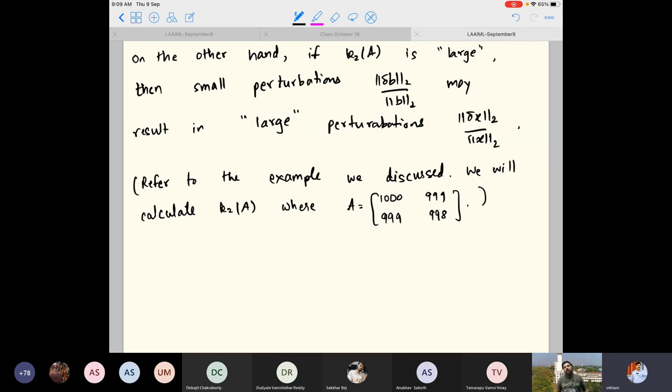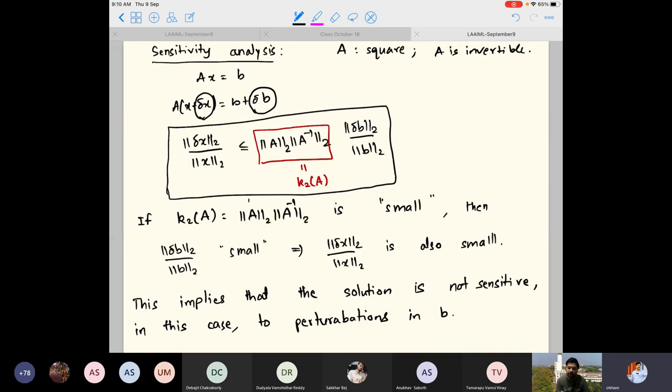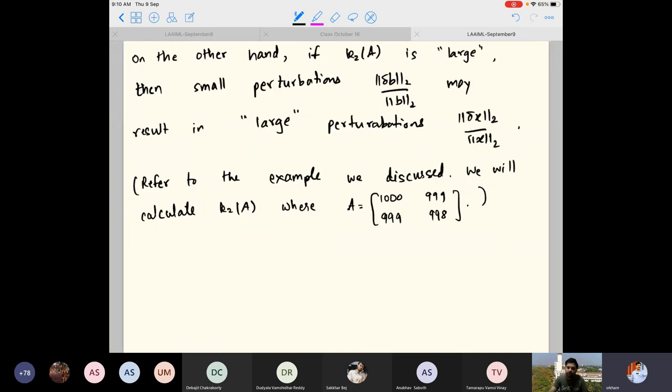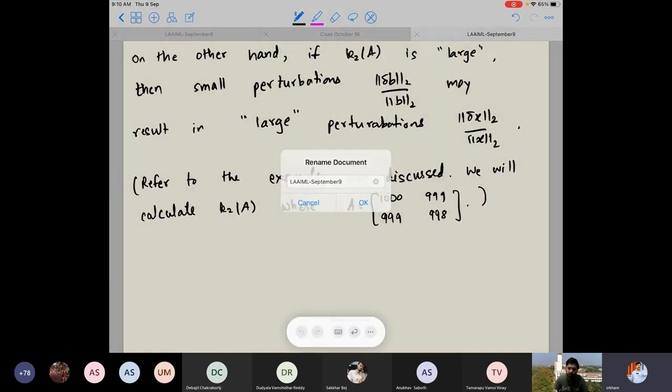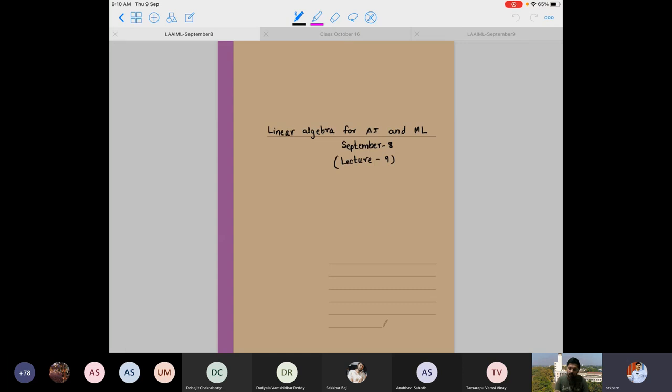And we will see that the condition number is really very large, and that results in this type of problem. Not always though. You have to remember that we are having an inequality here, and in that inequality you saw that not every perturbation delta B results in a very large perturbation delta X. That's why specifically that example was taken.